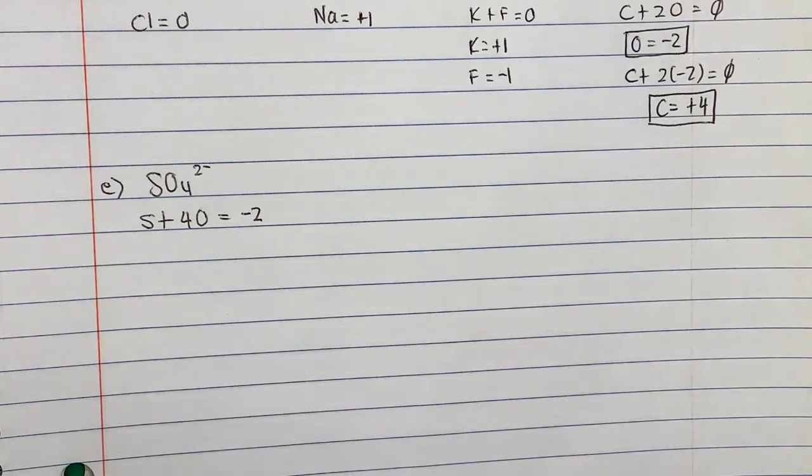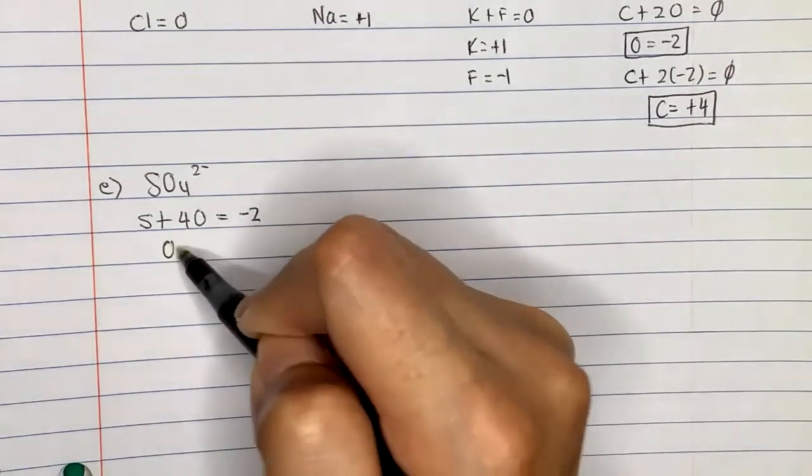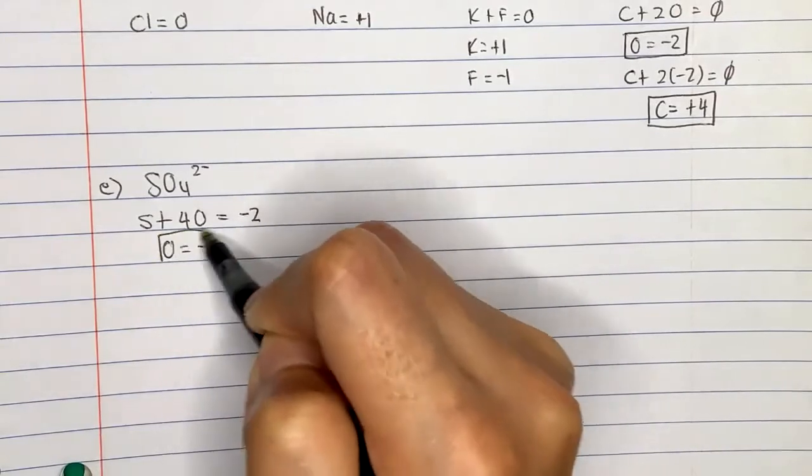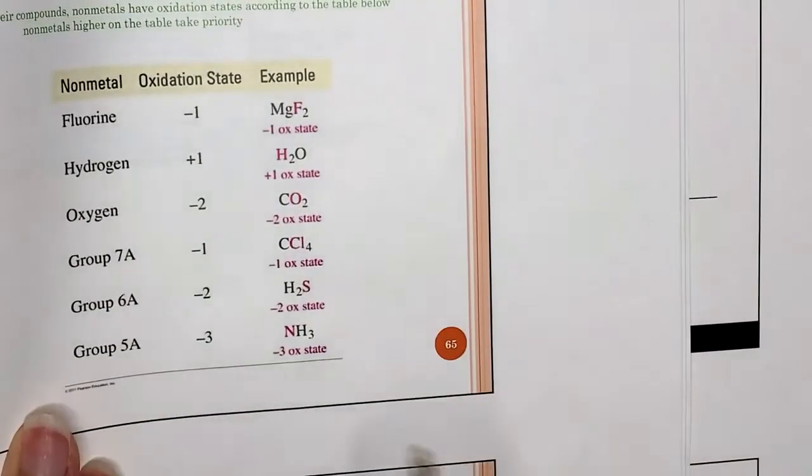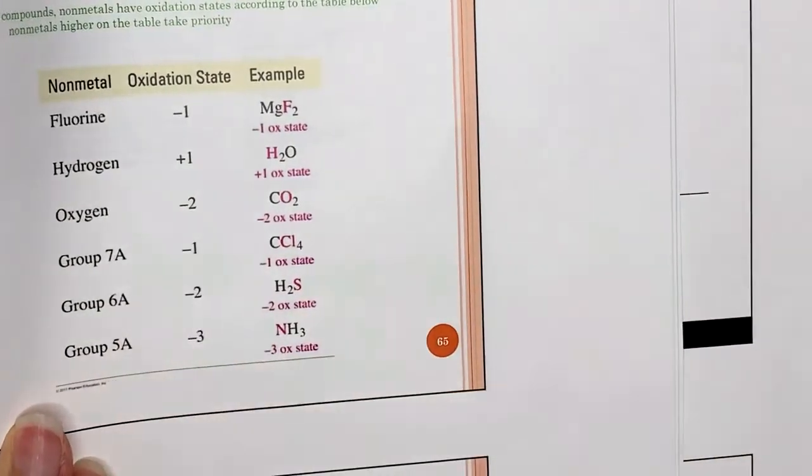Do you see group 1? Nope. Do you see group 2? Nope. Do you see F? Nope. Do you see H? Nope. Do you see O? Yes, I see O. So therefore, O is assigned as -2 because that was on our list. Okay, so I'll show you the list again. Right here, you see oxygen assigned as -2. Okay?